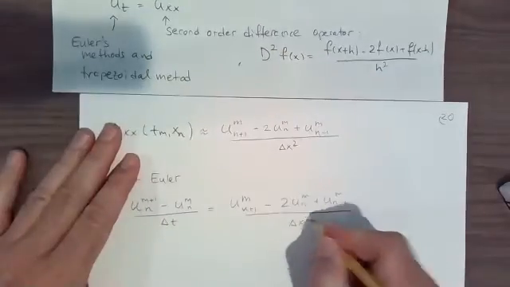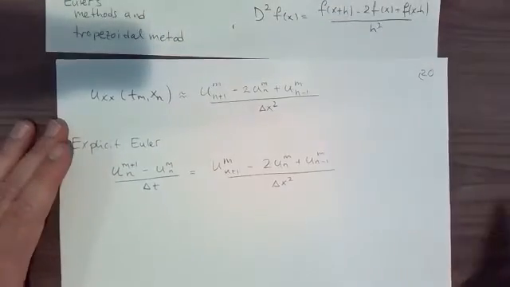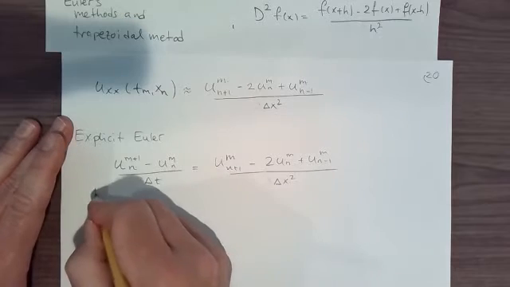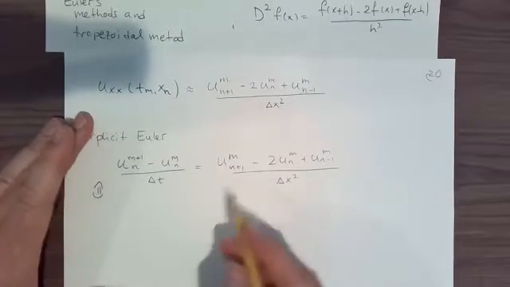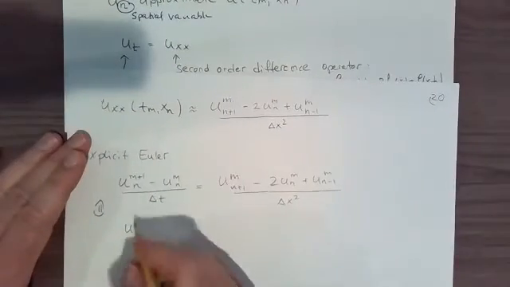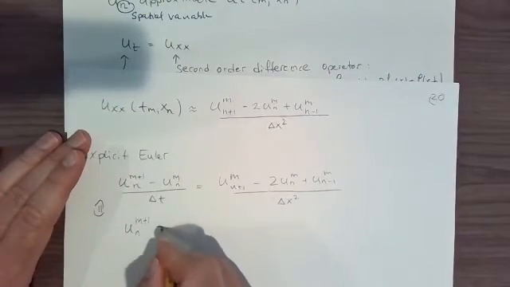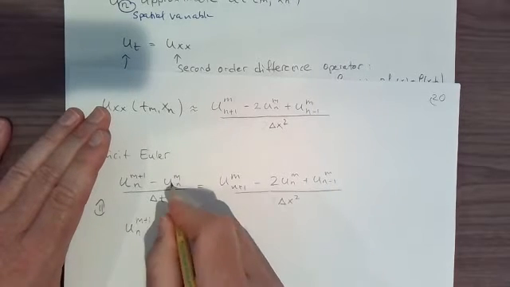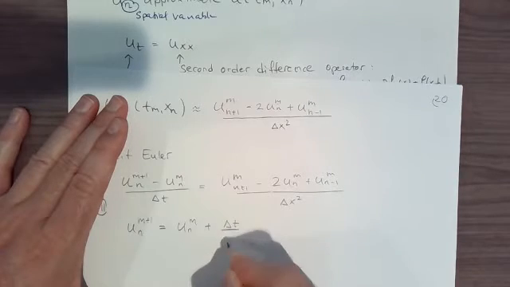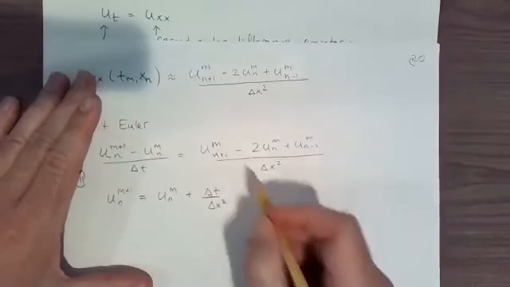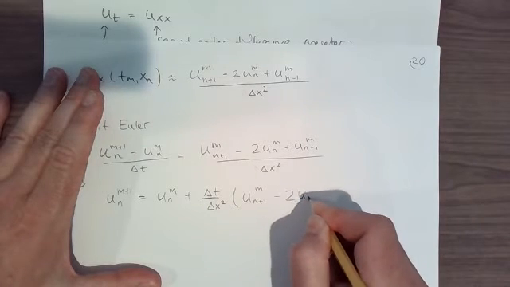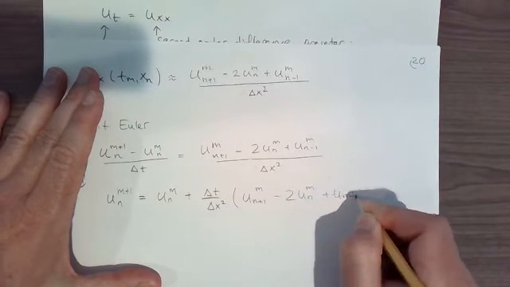So delta x squared. That looks better. And so we see again that this has an explicit structure to it. This delta t can go on the other side. For a numerical approximation of this heat equation up here, I'll get that u_n^{m+1} is equal to the previous one plus delta t divided by delta x squared times this difference: u_{n+1}^m minus 2 u_n^m plus u_{n-1}^m.